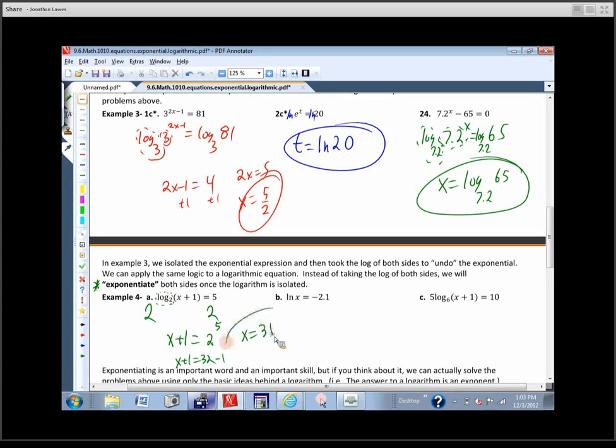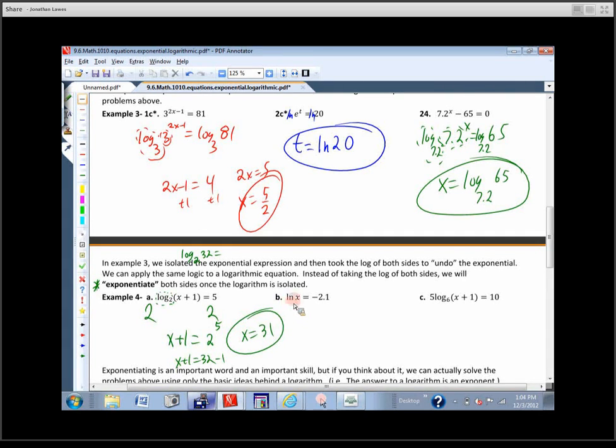Now, with a logarithmic equation, you need to check and make sure that your answer actually works. Because when I plug it in, maybe I'm taking the log of 0, maybe I'm taking the log of a negative. Now on this particular one, if I plug it in, I get log base 2 of, what's 31 plus 1? 32. And 2 to what power equals 32? 5. So you see how that works? It does in fact work. Let's take a look at the next one.